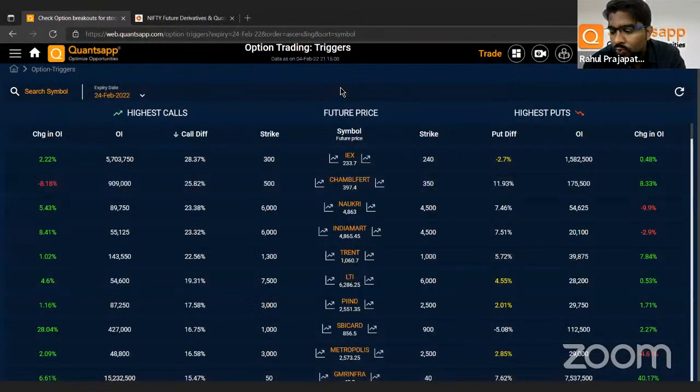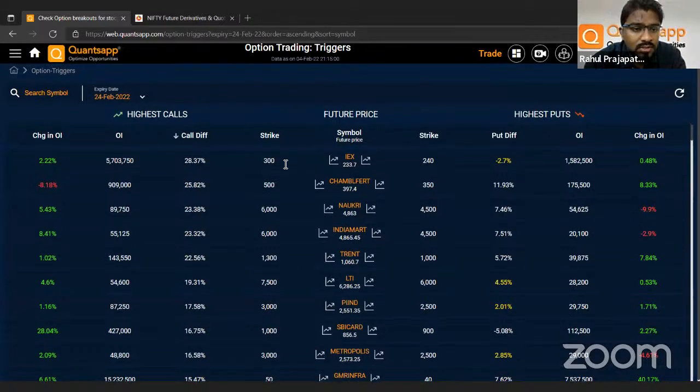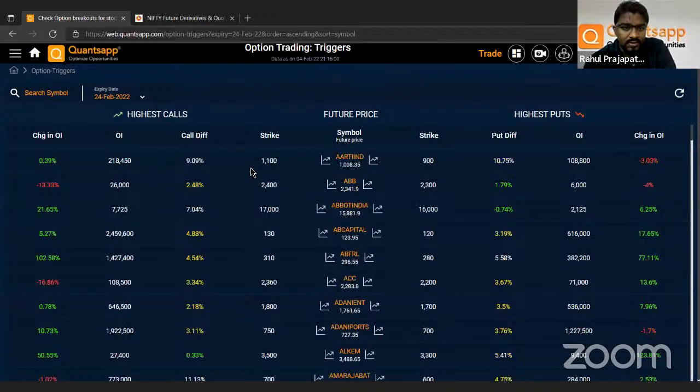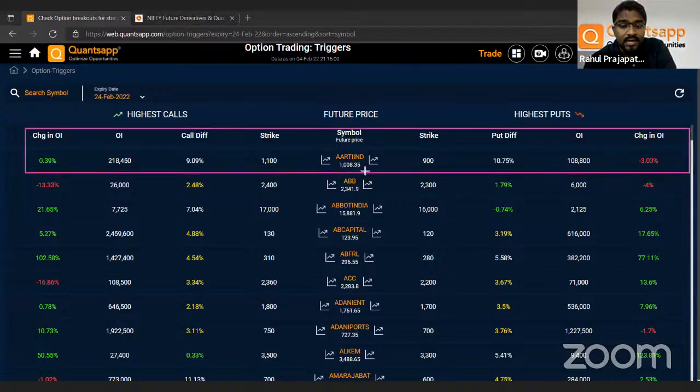So Triggers is a tool which helps you find all the stocks. All the F&O stocks, you can scan those stocks which are trading near the highest call option or put option. Now, if you see this, first is Aarti Industries. Let's take this example. Aarti Industries is currently trading somewhere around 1,000 rupees.